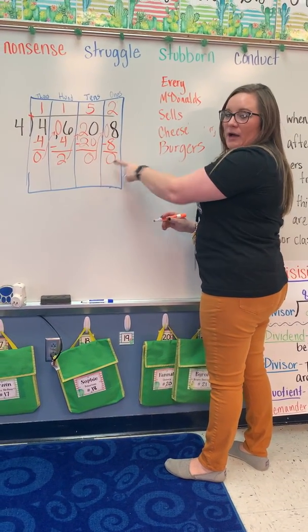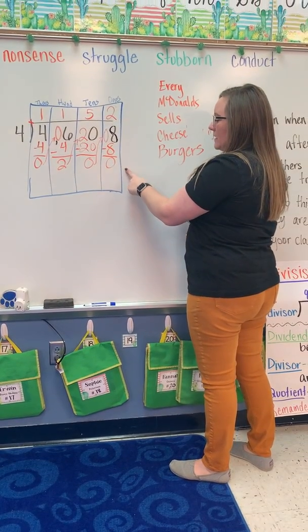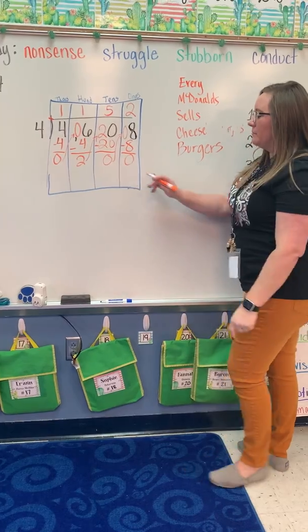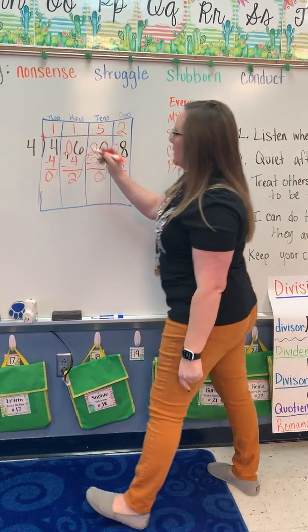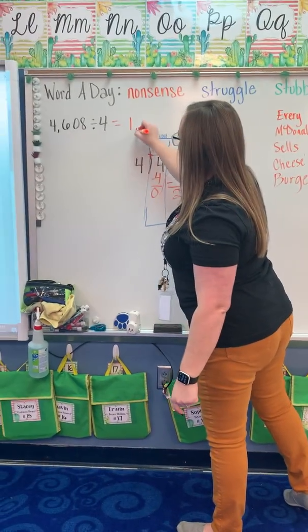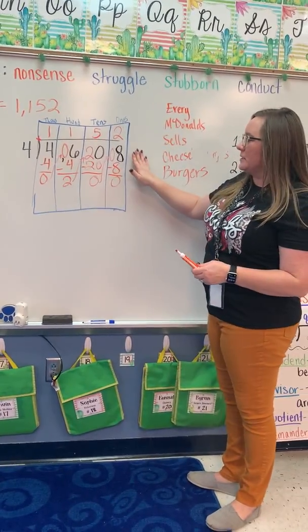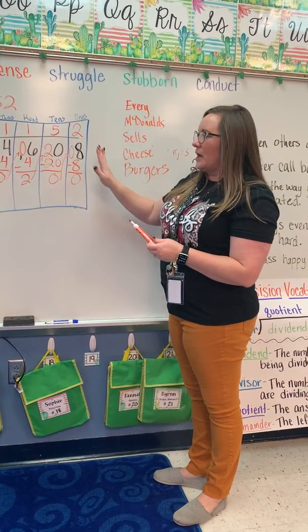So then now I can bring up. If it's a 0, I am done. If there was anything left right here, since I'm at the end, that is where it would become a remainder. But since it's a 0, I don't have a remainder. That means my answer would be 1,152.